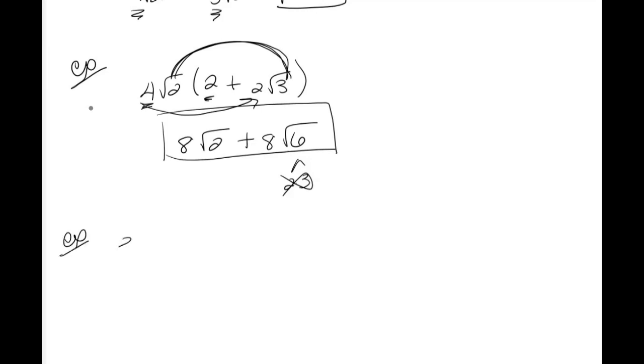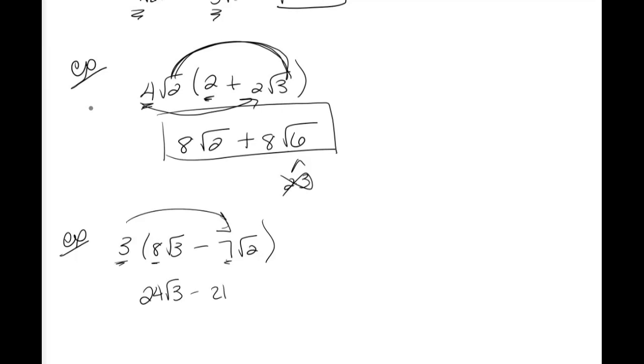What if I have 3 times 8 square root of 3 minus 7 square root of 2? All right, so numbers on the outside get to be matched. Only things underneath the radical get to be multiplied. So this is going to give me 24 root 3. And then, of course, here I'm going to multiply the 3 times the 7, give me 21 root 2. Nothing matches underneath that radical, and nothing is being multiplied underneath the radical, so it's got to stay there.